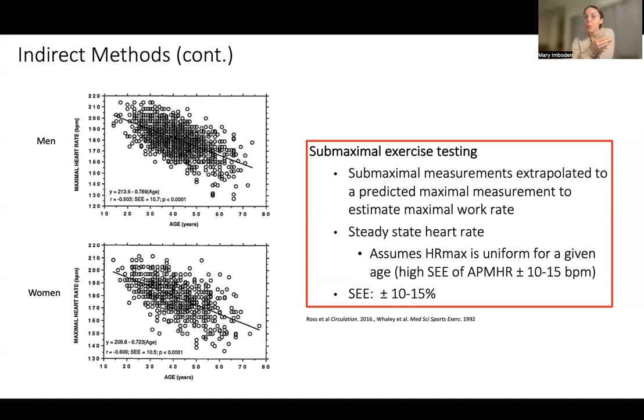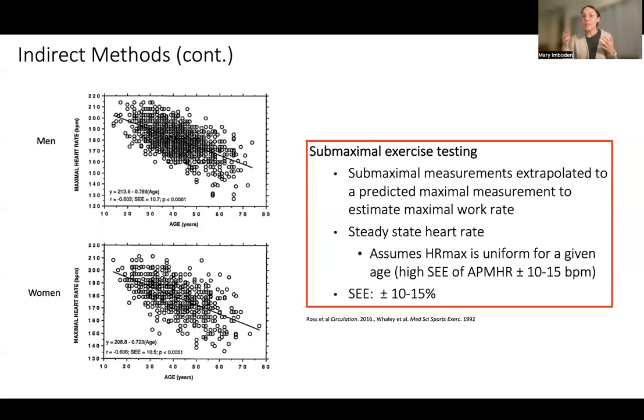And then what we do here is we take, let's say, heart rate at 140 watts, and we extrapolate it to what my max is estimated to be. So if my heart rate at 140 is 160, and then I extrapolate to my age predicted maximal heart rate, which let's say is 190, we go up there, and then from there, we draw a line down and we predict maximal workload.